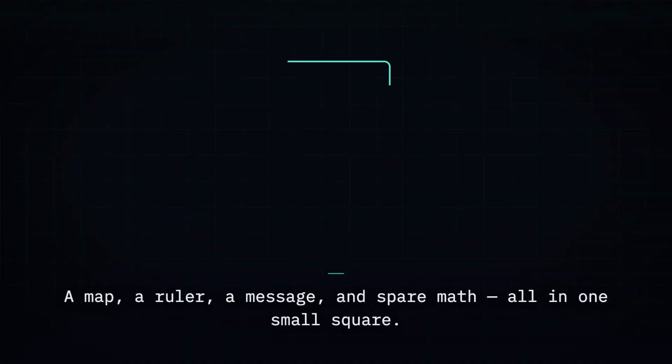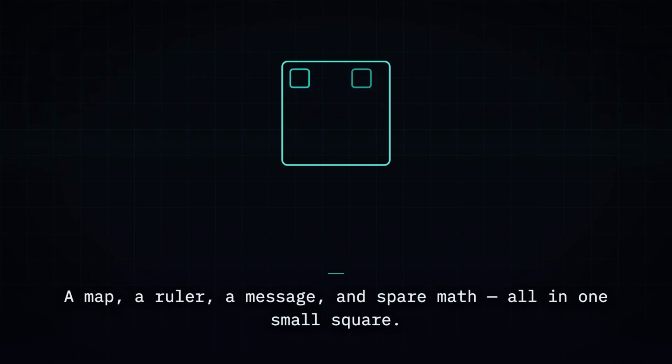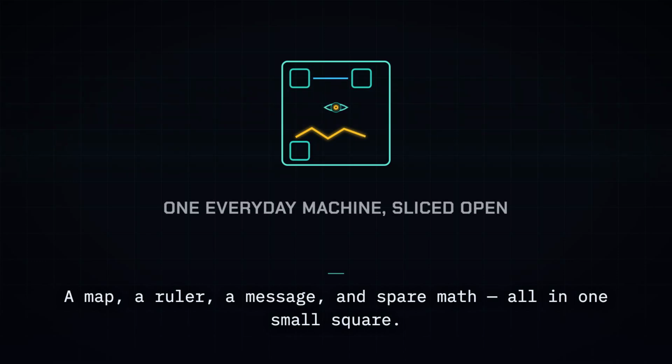Next time a menu hands you a small square of static, look closer. There is a map in the corners, a ruler along the edge, a message woven through the middle, and enough spare math to survive a coffee stain.